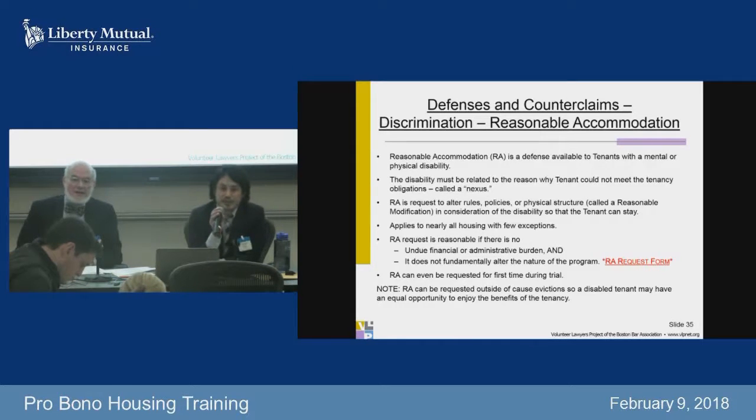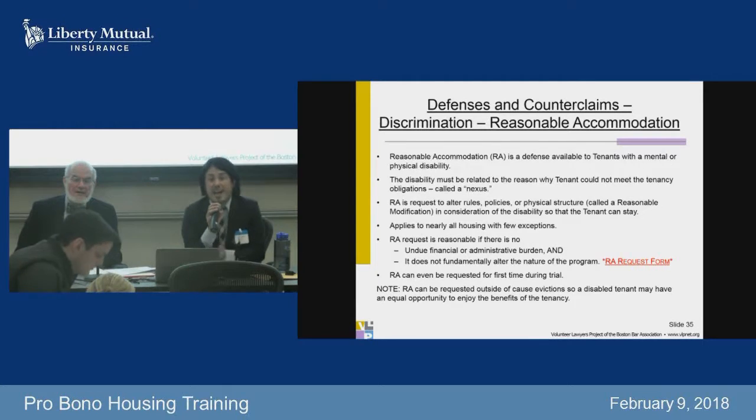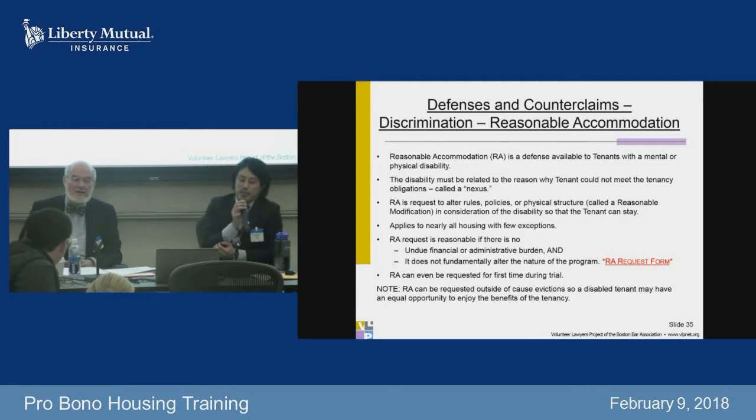What type of proof or documentation is needed to show your disability? So the question is what type of proof or documentation is needed to prove the disability. The landlord does have a right to ask for certain things. A medical provider is going to have to say that there is a disability and that this person needs a reasonable accommodation, but they're not required to say what the disability is.